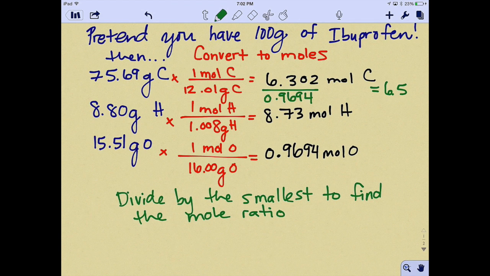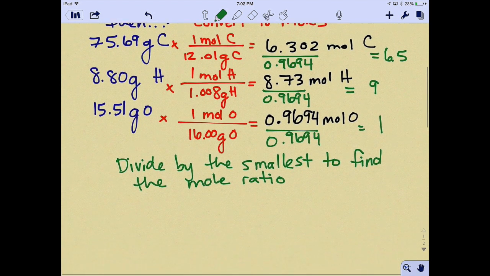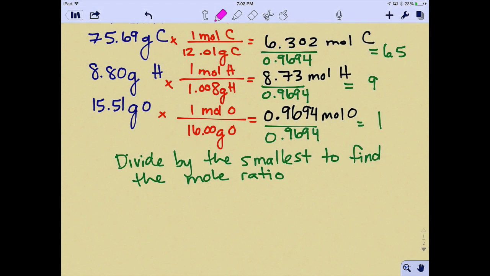6.302 divided by 0.9694 gives me about 6.5. You don't have to be specific on sig figs for this bit. 8.73 divided by 0.9694 is about 9. That's a nice solid whole number. And obviously, if you divide a number by itself, you get 1. So my ratio here is unfortunately not a whole number ratio.